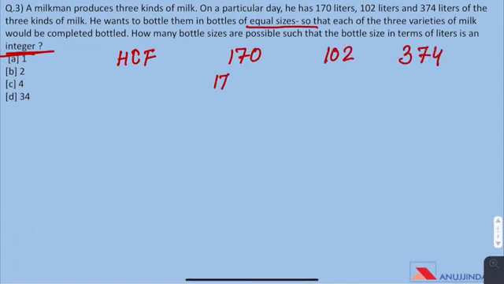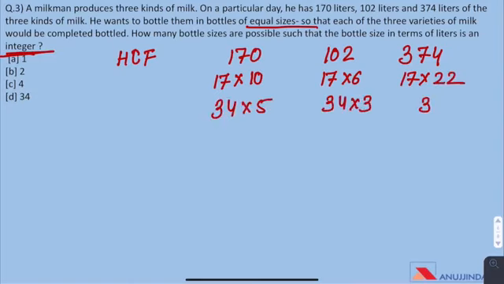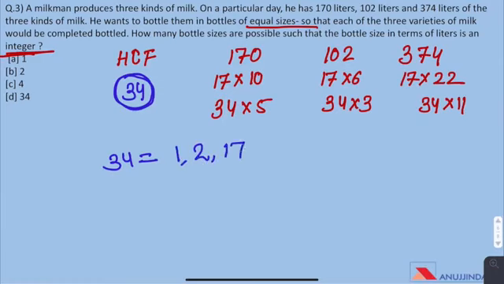And as we can see, 17 is the factor which is present in all 3 of these numbers. Further simplifying, we see that 34 is the HCF. So HCF is 34. And on finding the factors of 34, we get 1, 2, 17 and 34 itself. There are 4 possible bottle sizes in which the milk could be filled.